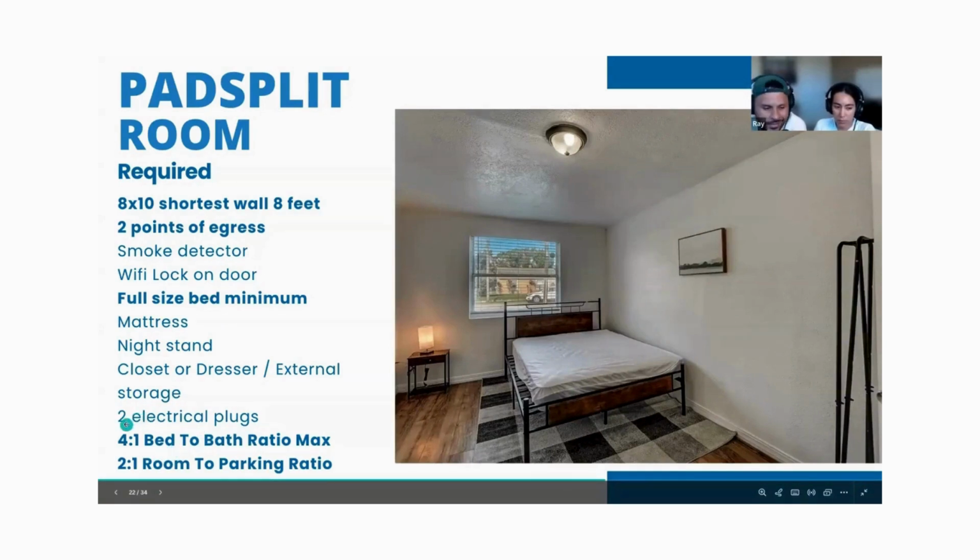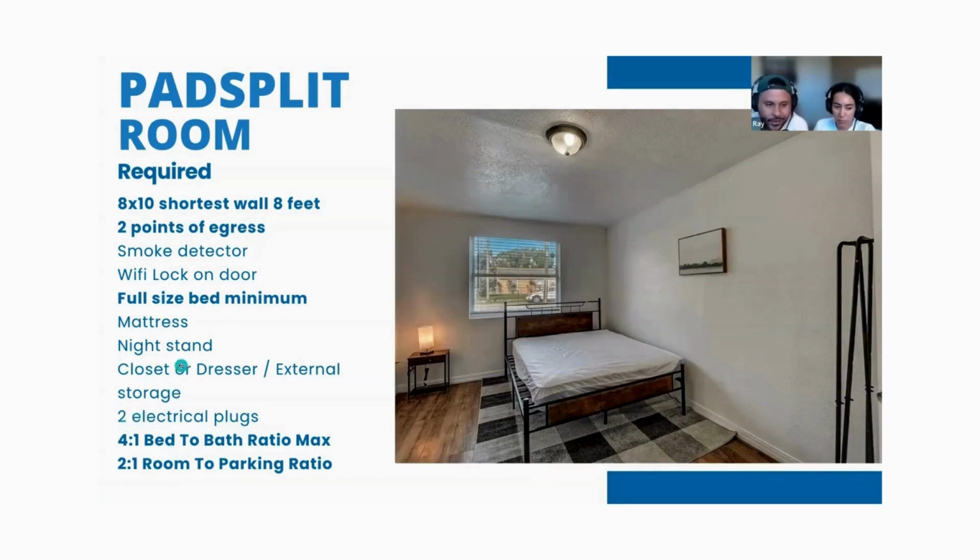And this gets into the nitty gritty, down to electrical plugs. If you have a closet, you don't need a dresser. If you don't have a closet, you could do a dresser as an alternative. This is a hanging closet rack on the right-hand side. The people that are moving into PadSplits understand that they're not getting comforters.